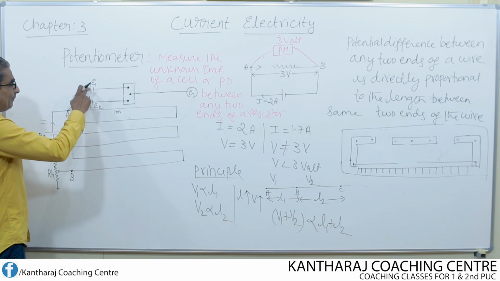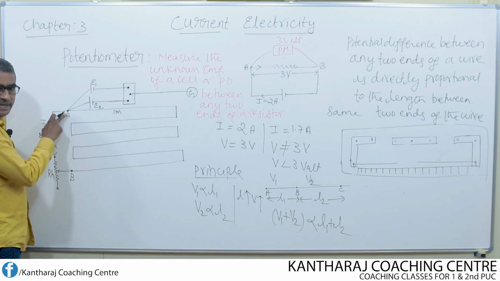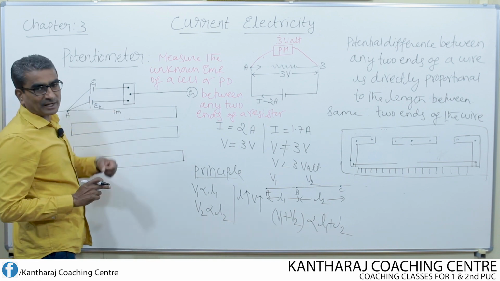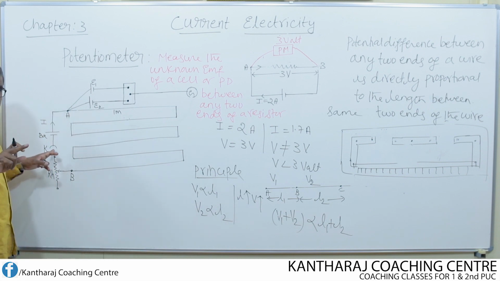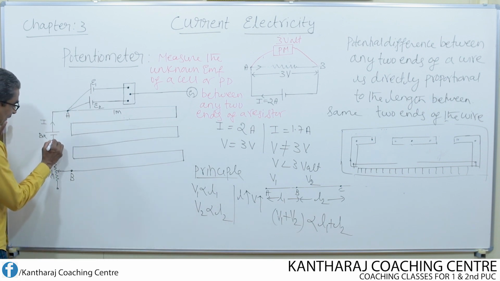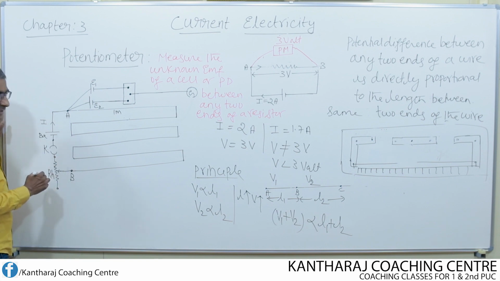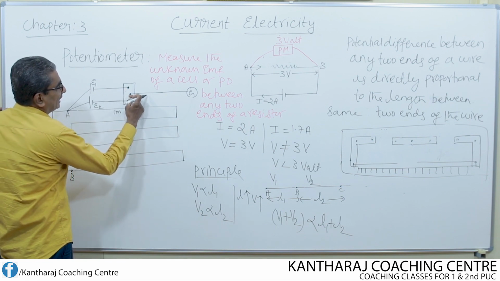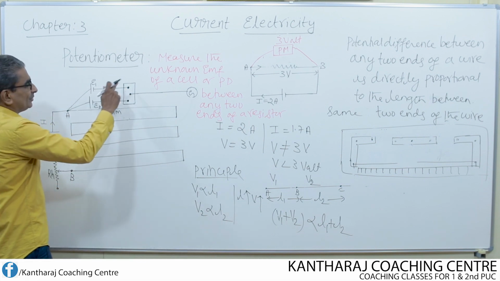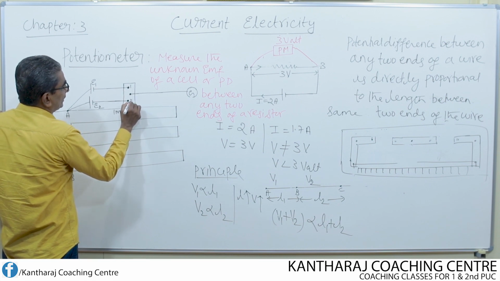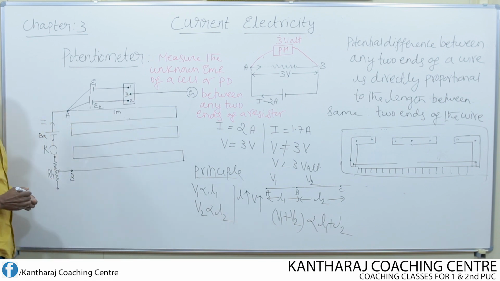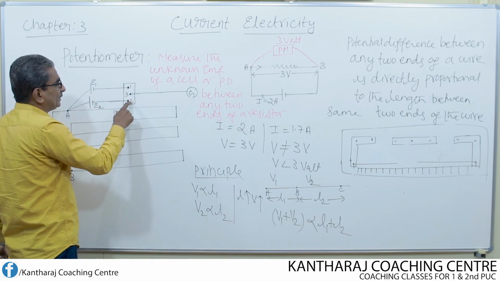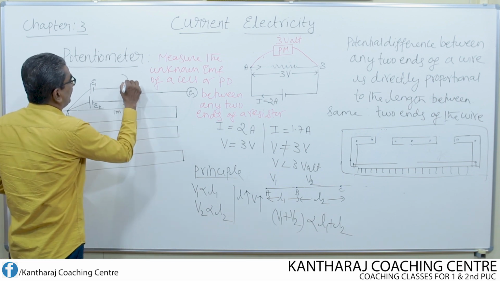How are they connected? The positive terminals are connected together to a common point A, whereas the negative terminals of the two cells are connected to a two-way plug key. Look here, this is a one-way plug key. In a one-way plug key, only two terminals will be there. Whereas in a two-way plug key, there will be three terminals. So this portion will act as one plug key and this portion will act as another plug key. So it consists of three terminals, terminal 1, terminal 2, terminal 3. So the negative terminals of the cells are connected to the two terminals 1 and 2 of a two-way plug key.